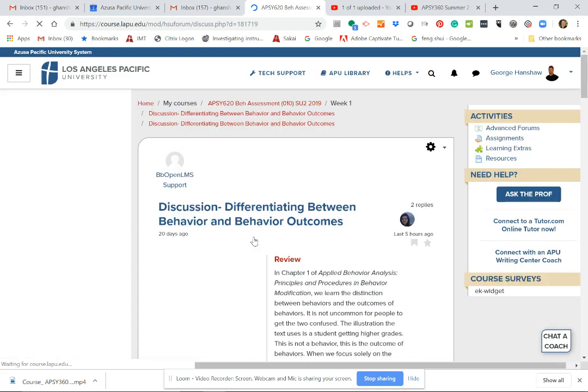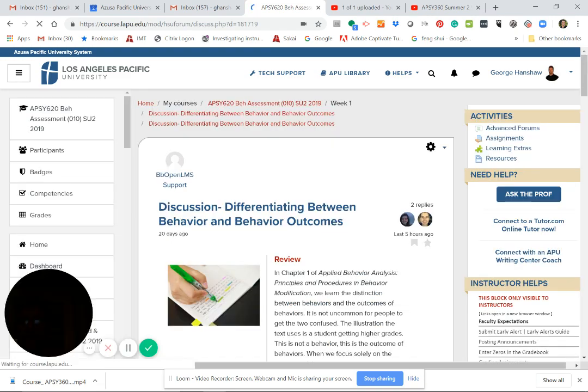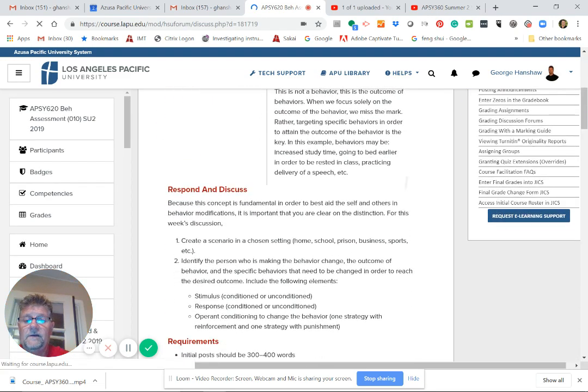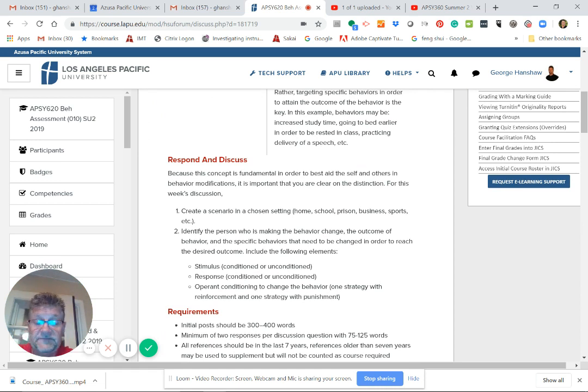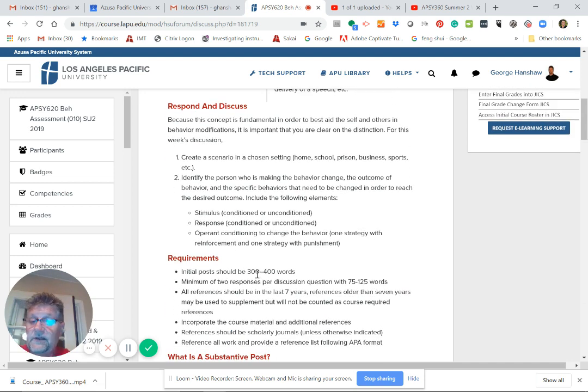And here is how to get full points on your discussion question. First part. Simply remember to answer all the parts and pieces to the question. In this case, they want it to be 300, 400 words and 2 peer responses. So what goes into that 300, 400 initial response? Well, you're going to create that scenario, and then you're going to identify the person who's making the behavior change.